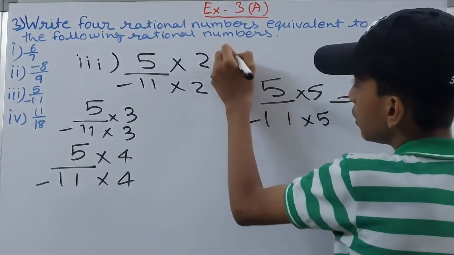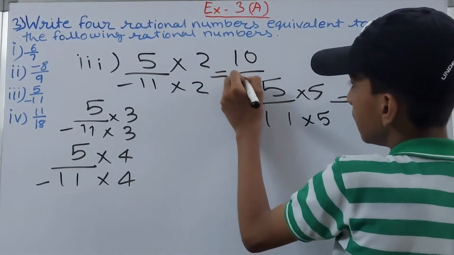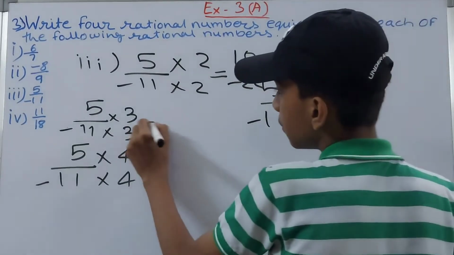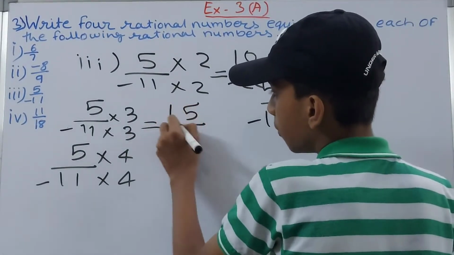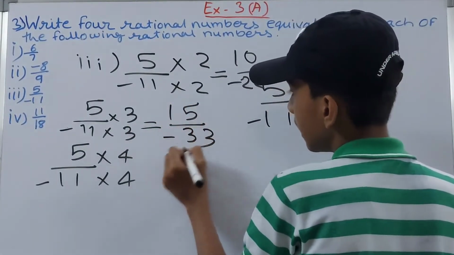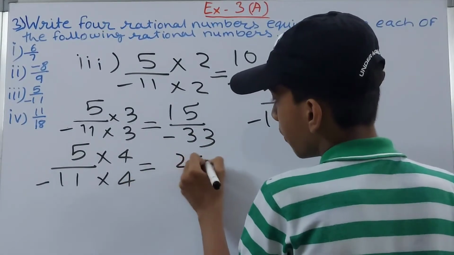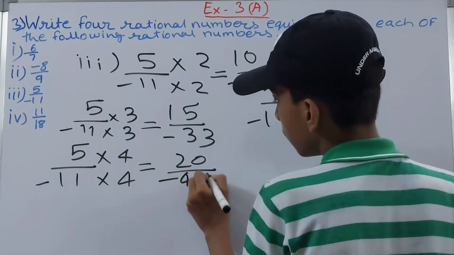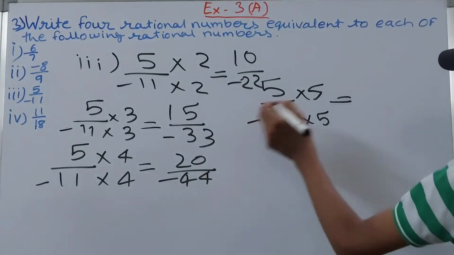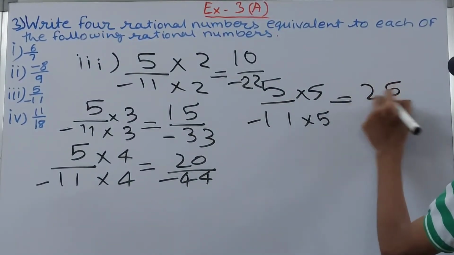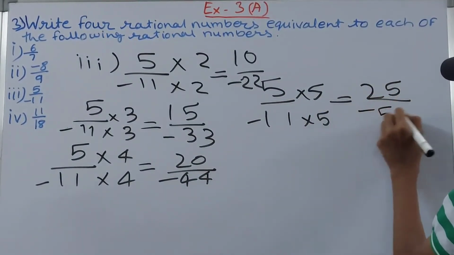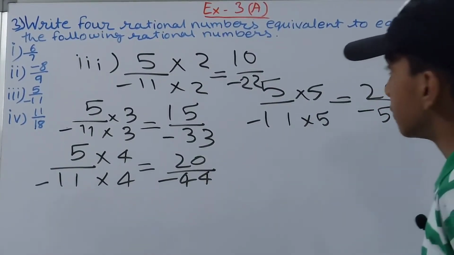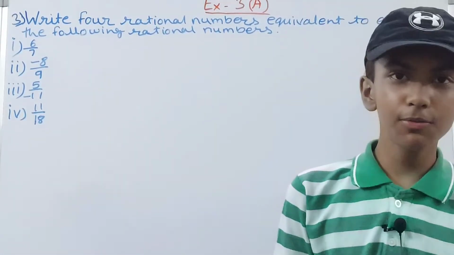So this is going to be 10 upon minus 22. This one will be 15 upon minus 33, and 20 upon minus 44, and 25 upon minus 55. So this becomes our answer. Now let's move on to the next part.